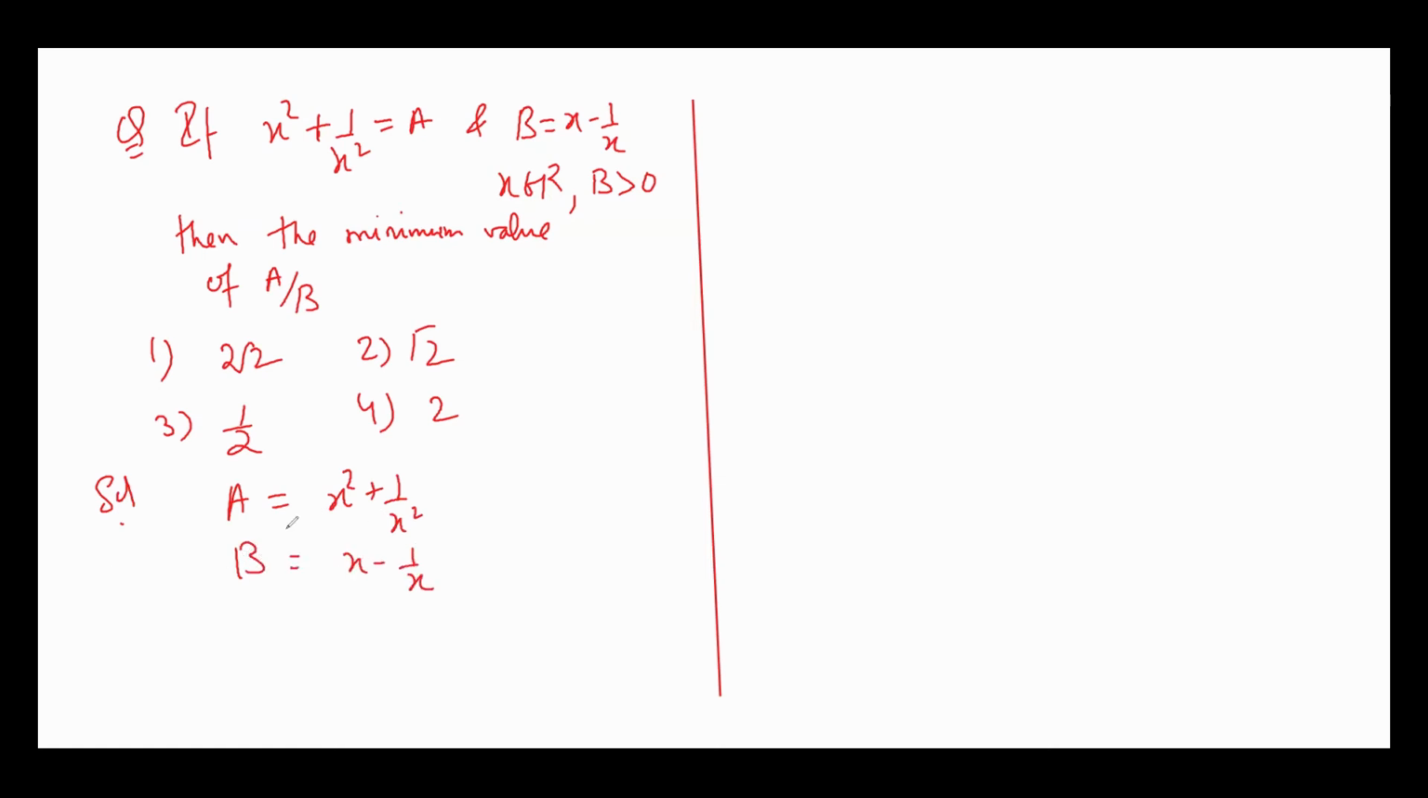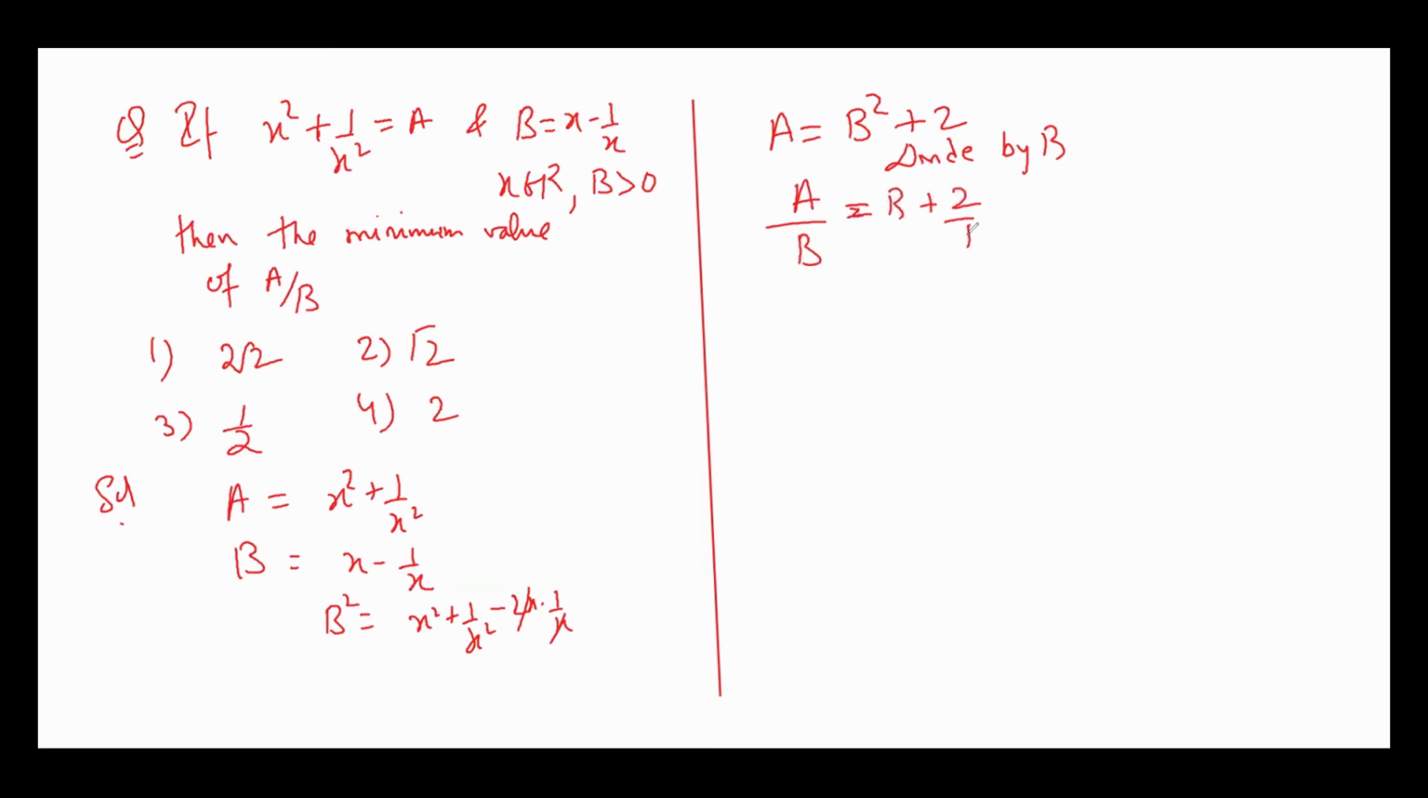Now I have to relate these two, and how I can relate these a and b in our equation, this is how we can write. You can check it. When you square both the sides of this equation, you get x square plus 1 by x square minus 2, and when I add plus 2 in this, I'll get a. So this is the relation between a and b. But what I have to find out, that is a by b. So divide both the sides by b. So this comes out to be b plus 2 by b.